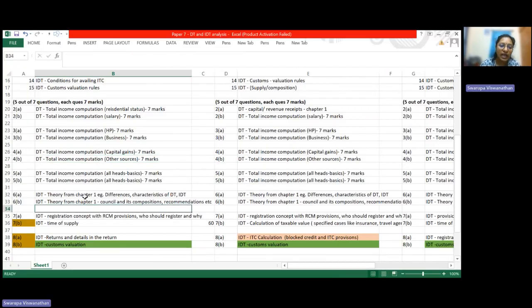Then coming to IDT 6A, 6B, every attempt there is a theory question with respect to characteristics of DT, IDT, advantages of GST, characteristics of the GST Council, GST Network, the first chapter of module 4, covering module 4 and module 5, first and second chapter. So the theory aspect, you have to learn those pointers. Ensure you learn the same pointers and use the same pointers in your exam, because your suggested answers are going to have the pointers as per the textbook.